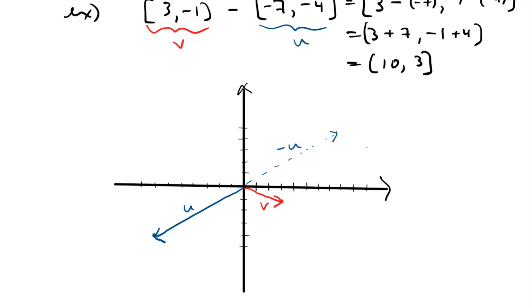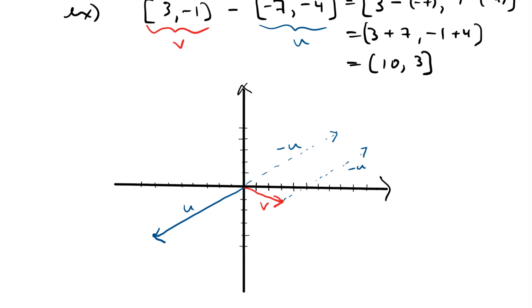So let's do this. To do this, I'm going to place minus u so that it starts at the head of vector v. If I do this, this is minus u again, right there, okay?